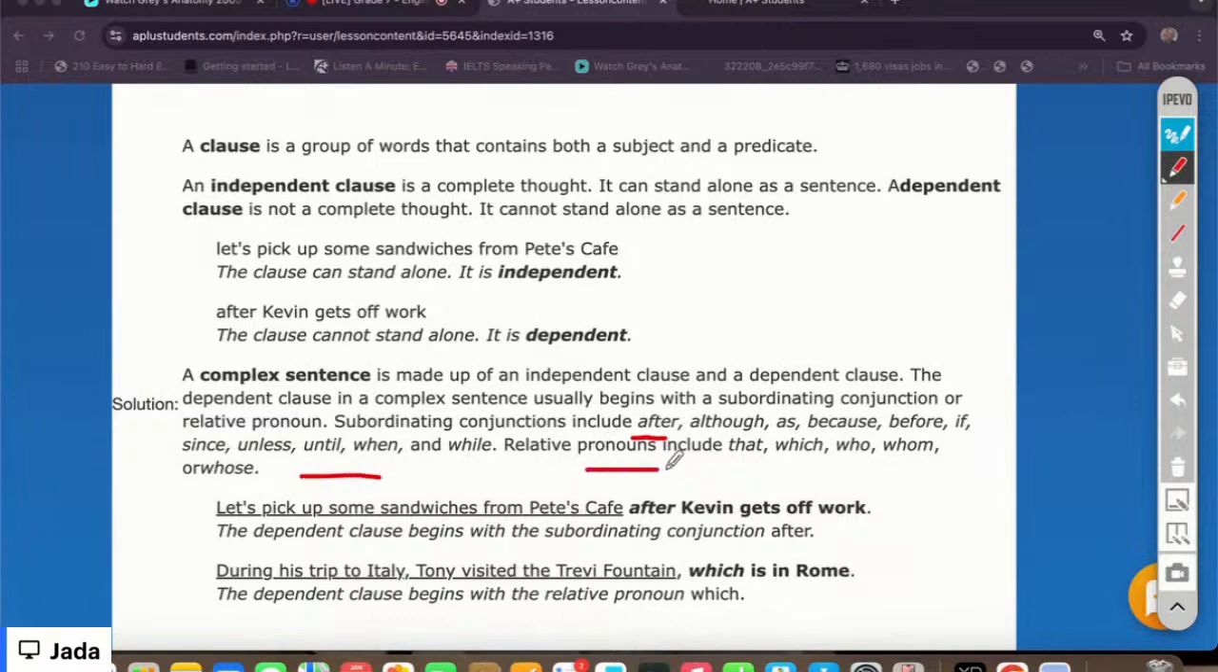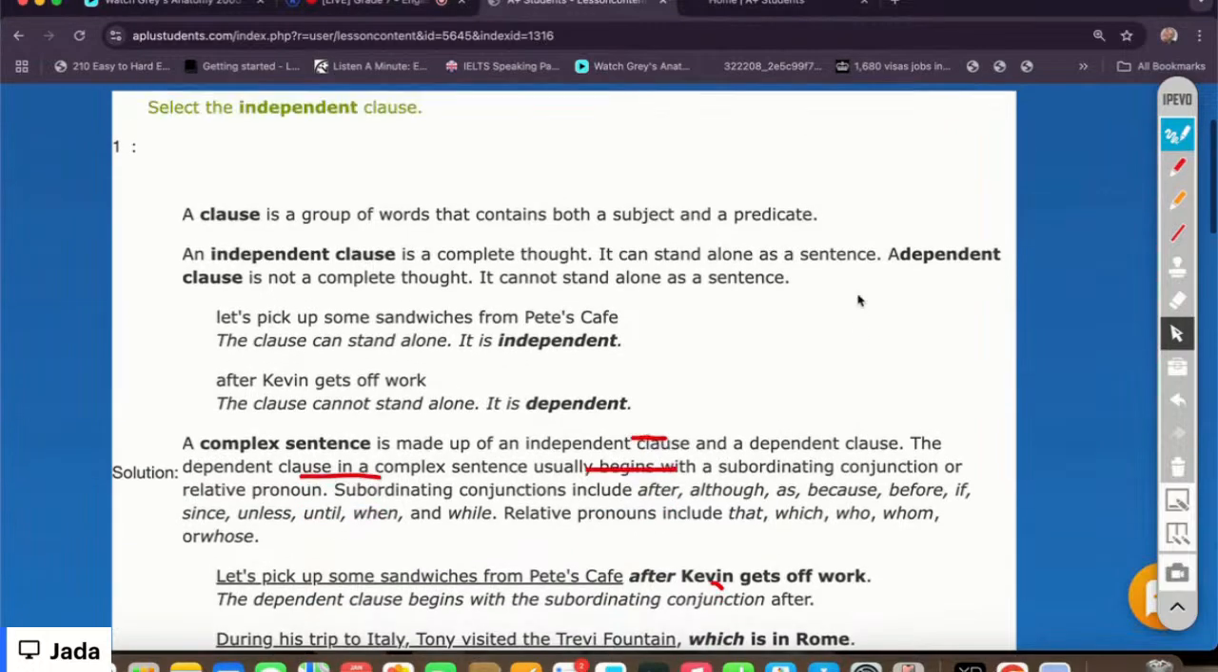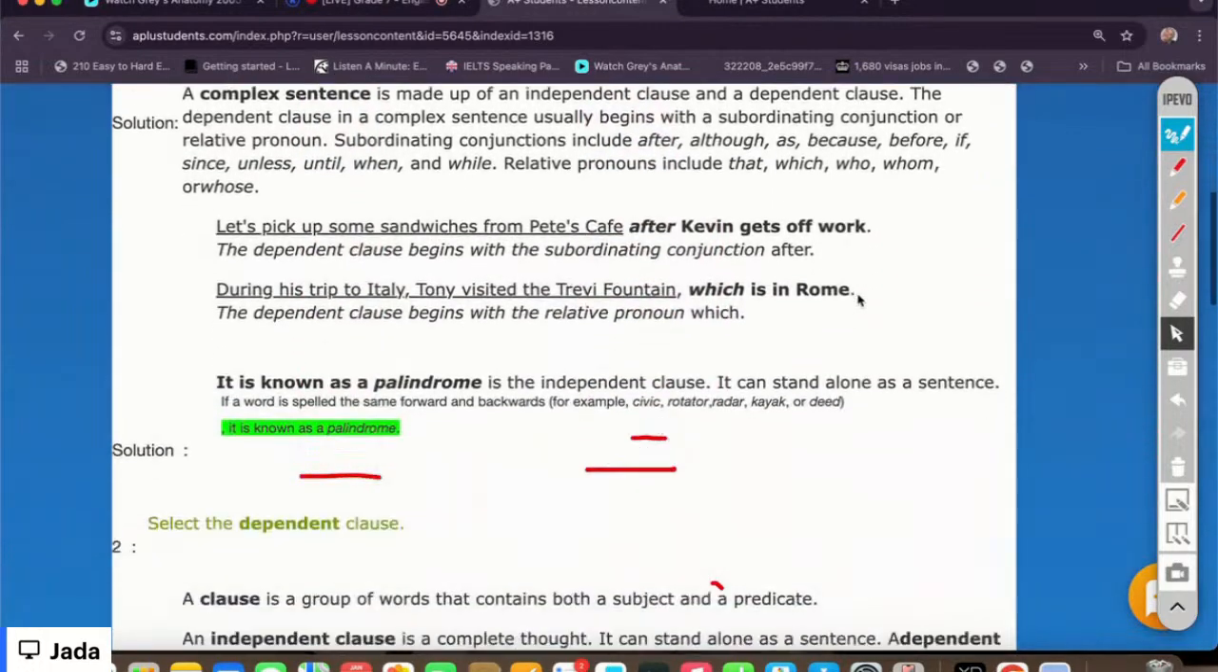Then we also have relative pronouns. So we have: during his trip to Italy, Tony visited the Trevi Fountain, which is in Rome. So which is the relative pronoun. Okay, so the dependent clause begins with the relative pronoun which. All right. So let's look at some examples.